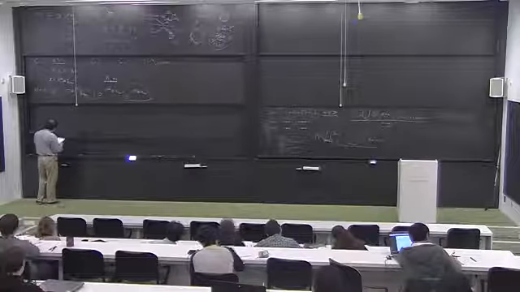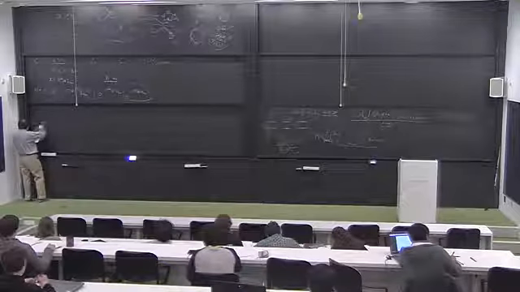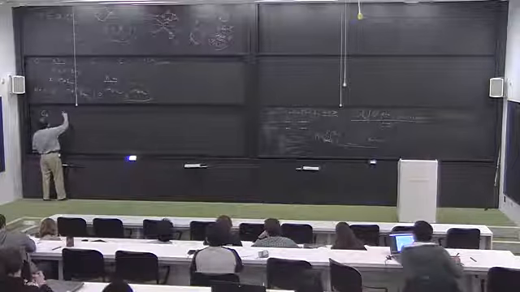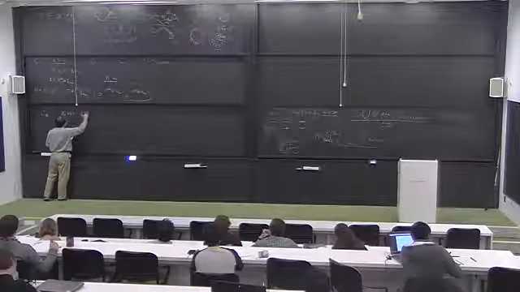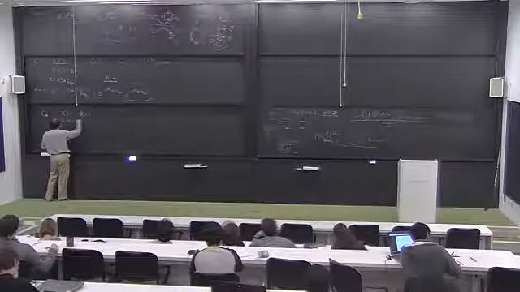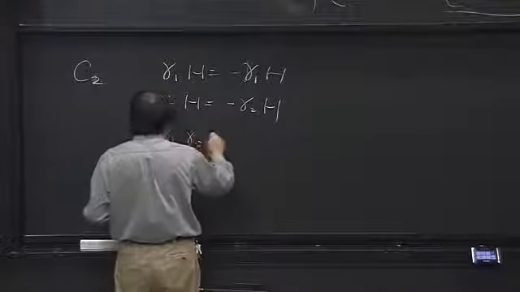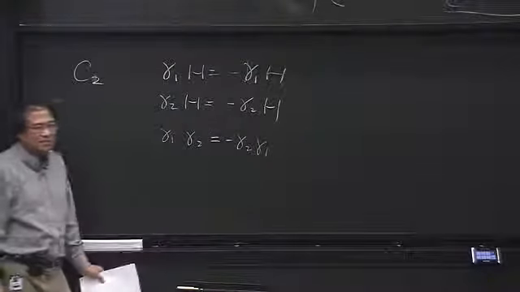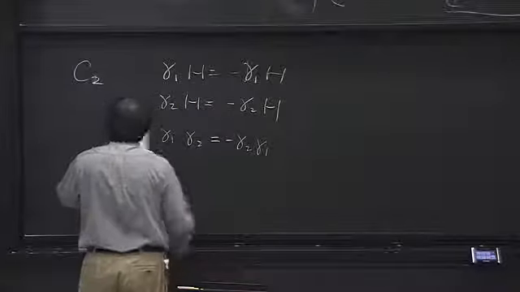And C2 is, for the C2, now we have two gamma matrices. Gamma 1, which anti-commutes with H, and we have a gamma 2, which also anti-commutes with H. But certainly gamma 1 and gamma 2 also anti-commute, so everything anti-commutes. We have this picture. Then how to construct the space of C2?